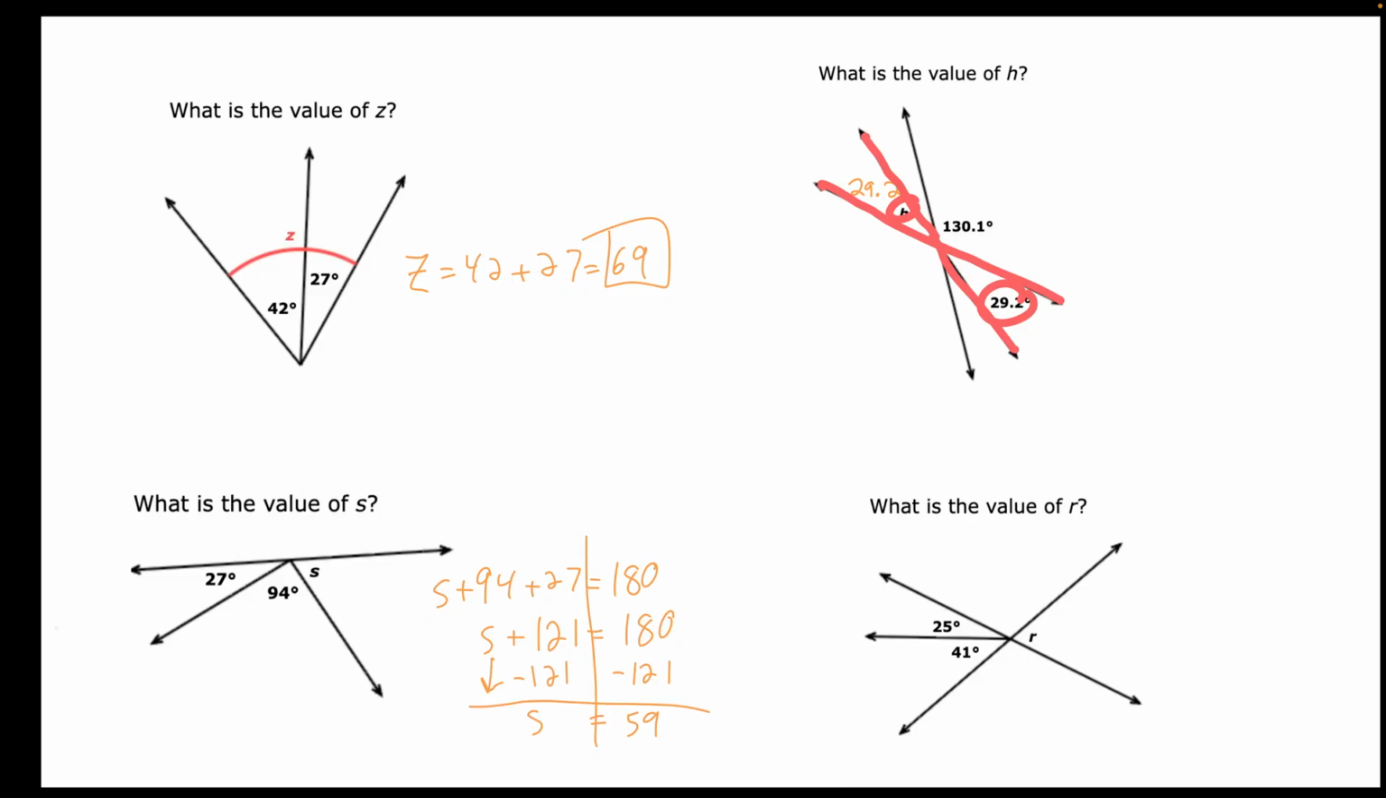For the third problem, these three angles form a flat line, they form supplementary angles. So this plus this equals 180. When you solve it, you should get s equals 59. And for the last problem, you should have realized that there are vertical angles going on here. So r is just 25 plus 41, which equals 66.